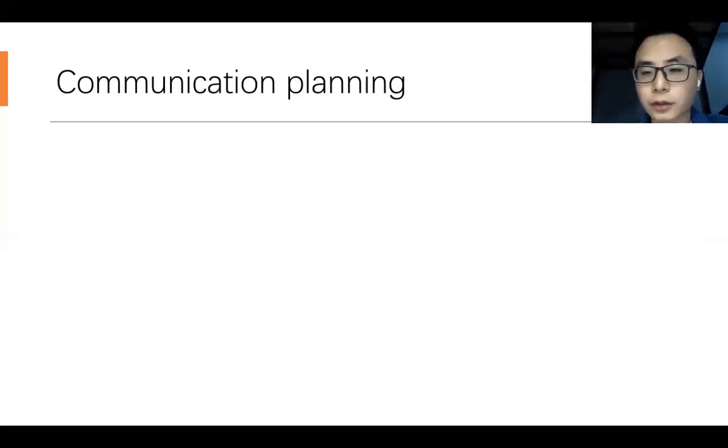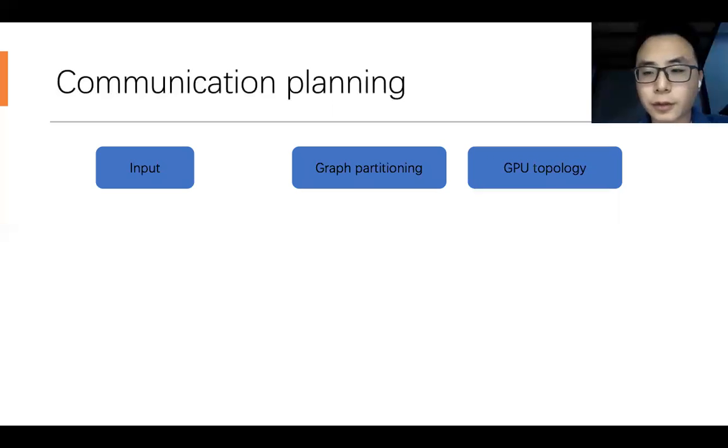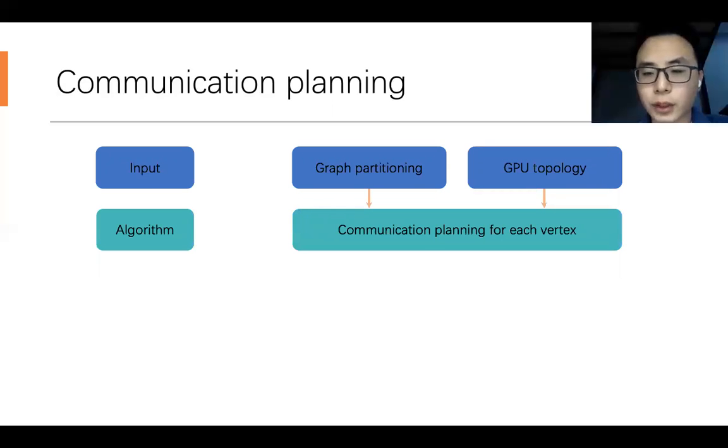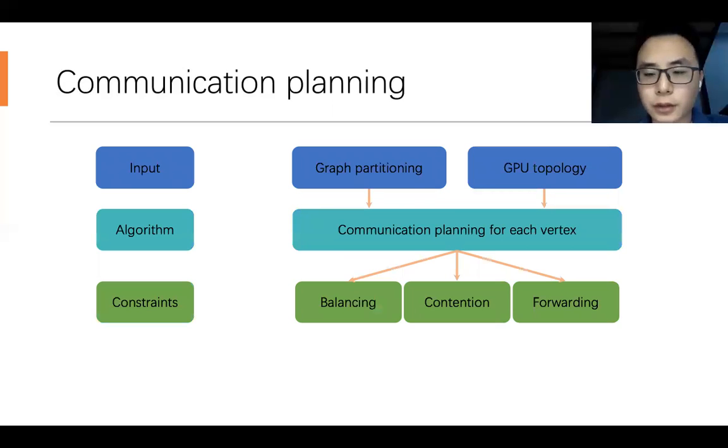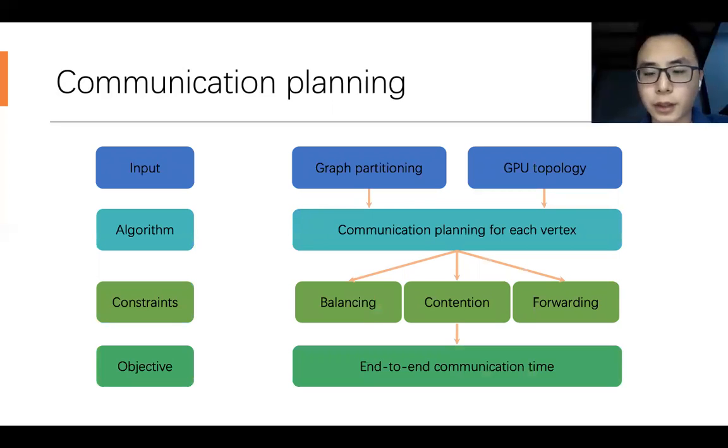Now let's focus on the core problem, the communication planning. Let's first formulate the problem. The inputs of the problem are the graph partitioning scheme and the GPU topology. We want to design an algorithm to do the communication planning of each vertex while considering communication balancing, contention, and forwarding. Finally, our objective is to minimize the end-to-end communication time.